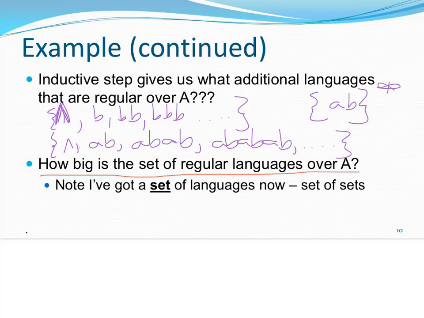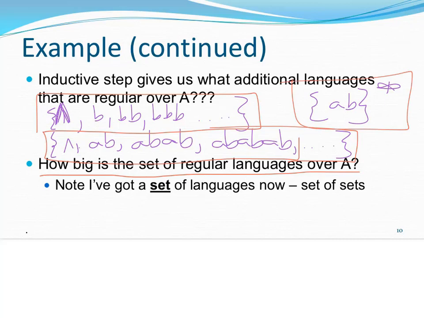And keep in mind, each language is a set, right? So here is one language, and that is a set. Here's another language, and that's a set. Here's another language that's a set, right? And I'm asking you, how many of these are there? How many languages are there that are regular languages over the alphabet A? And the answer is there's an infinite number of them, right? Because every time we have something, we can make something bigger using union and concatenation and star.